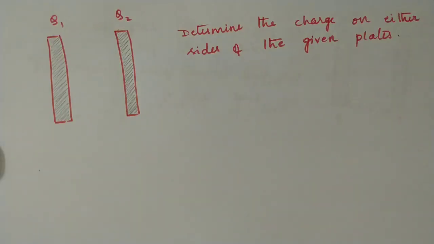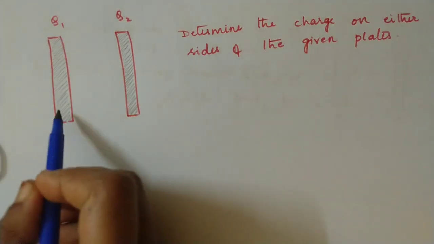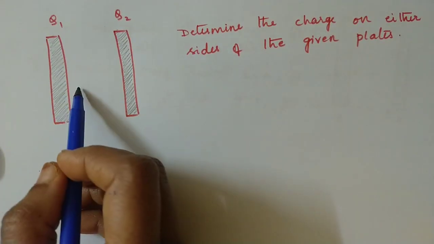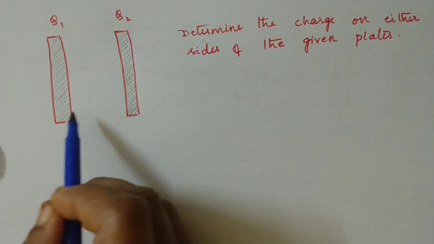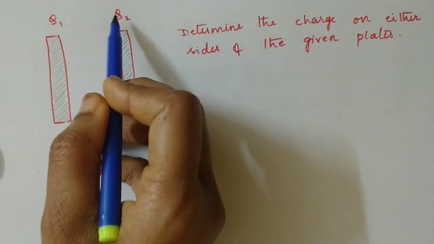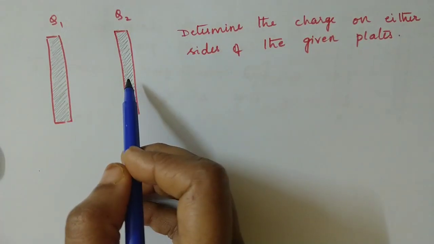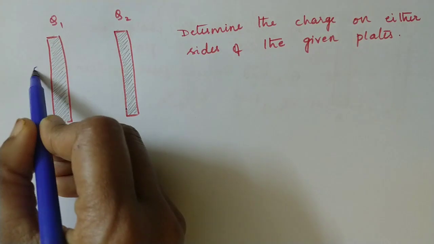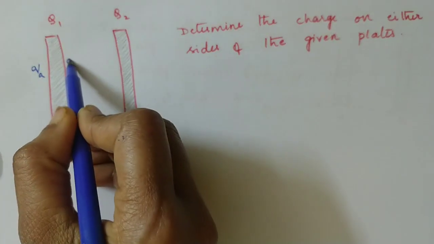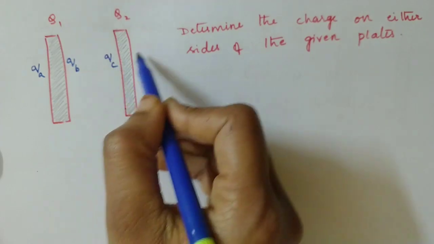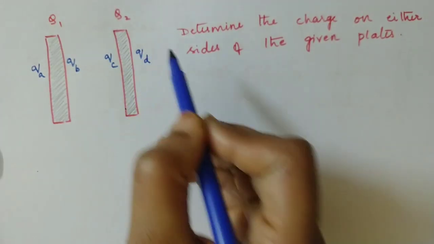Okay, now coming to the third question. In the previous cases, one conducting plate was given and we have studied how charge is distributed. Now here we have two conducting surfaces, Q1 and Q2, and we want to know how the charge is distributed. So let us start first. Say Q1 is distributed as QA and QB, and this is distributed as QC and QD.